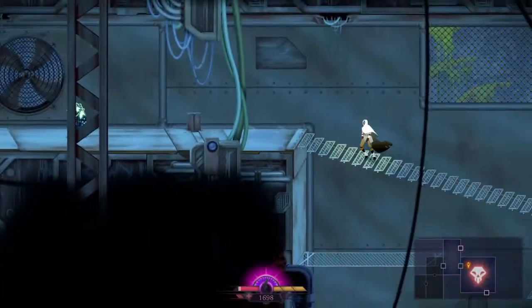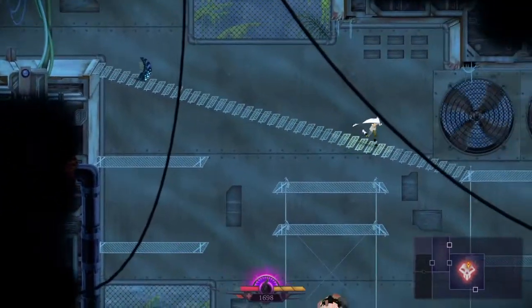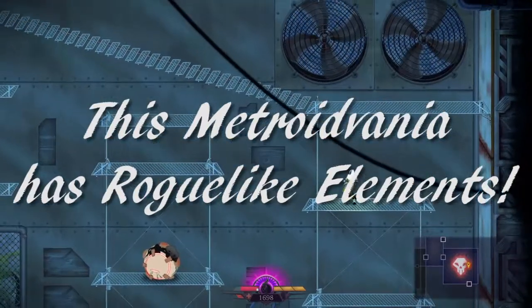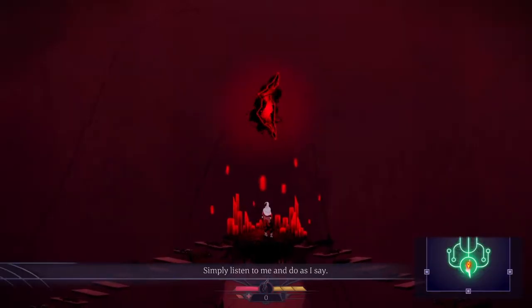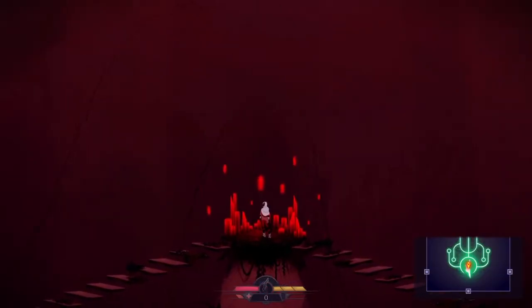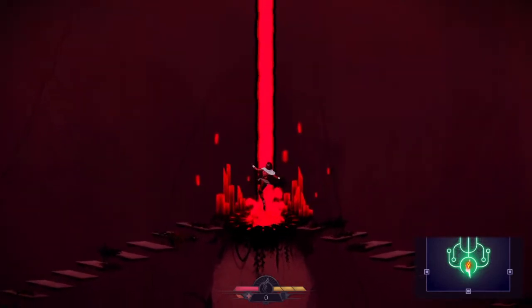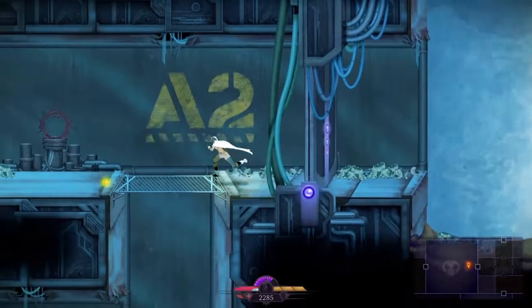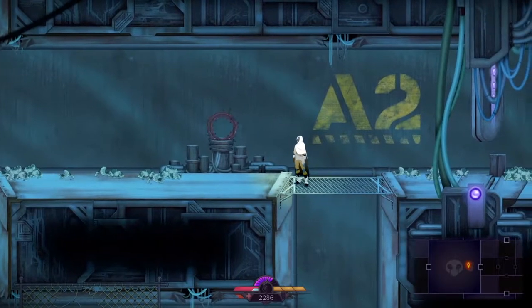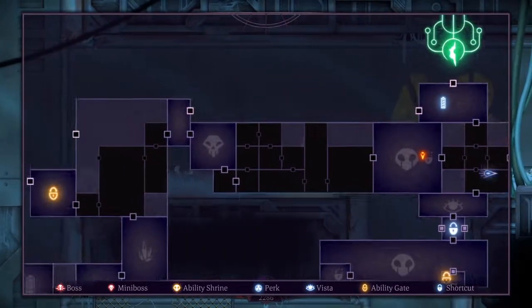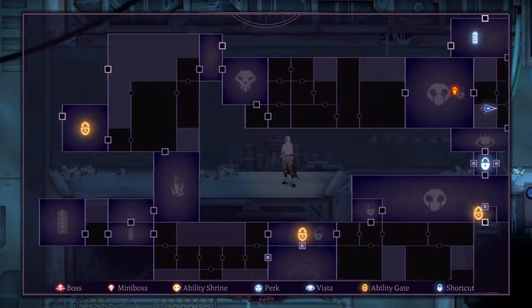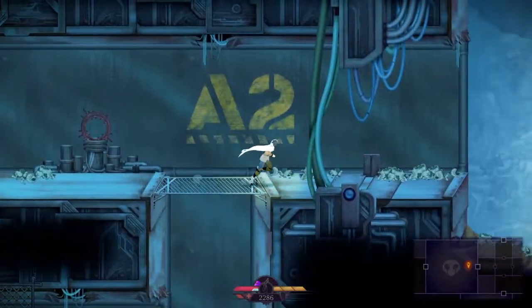But I've not yet talked about the reason this game is in this video. This Metroidvania has roguelike elements. With a massive fucking asterisk. So here's the game's punchline. Sundered has a fixed map. If you look at the map in-game, you can very clearly see all the things in the same place, every time, every run. It's very, very open about it.